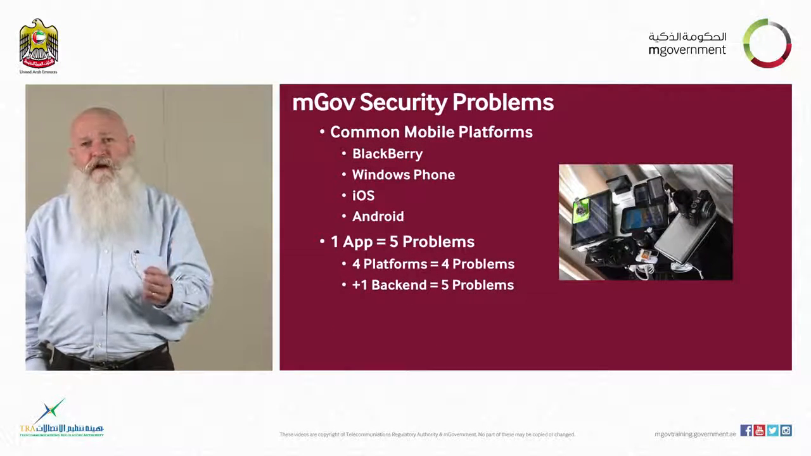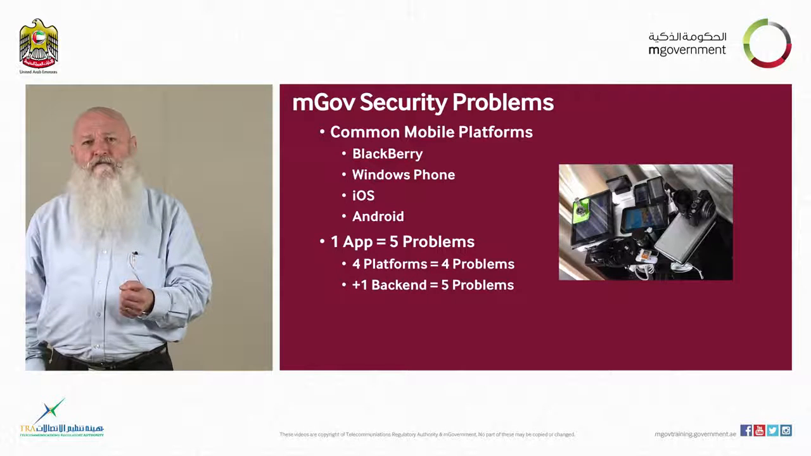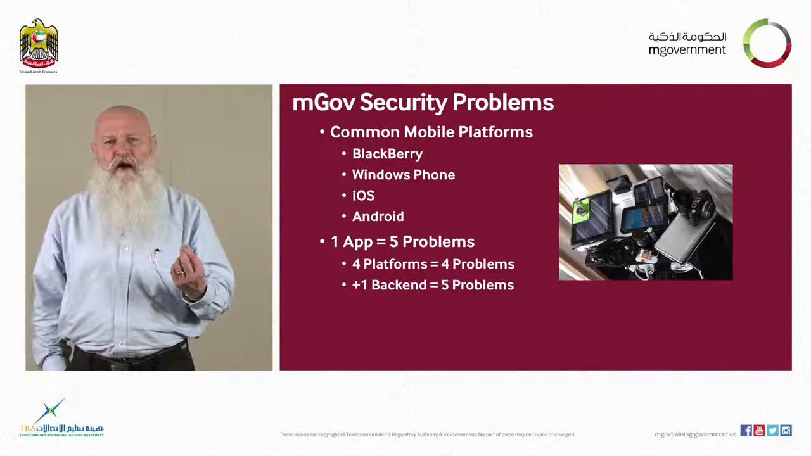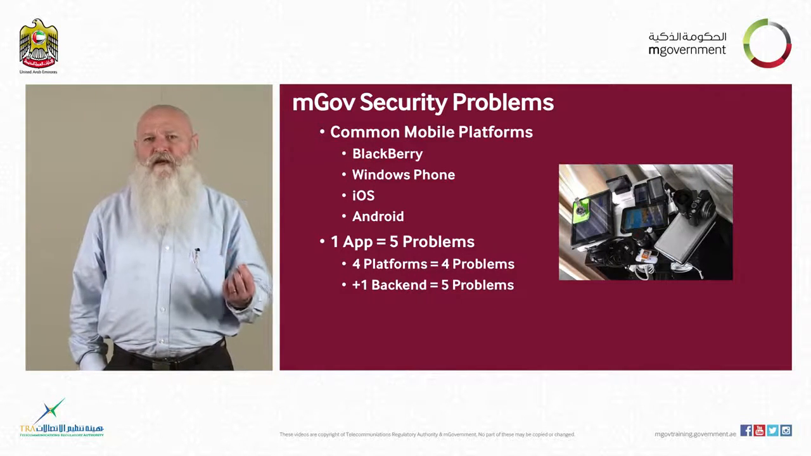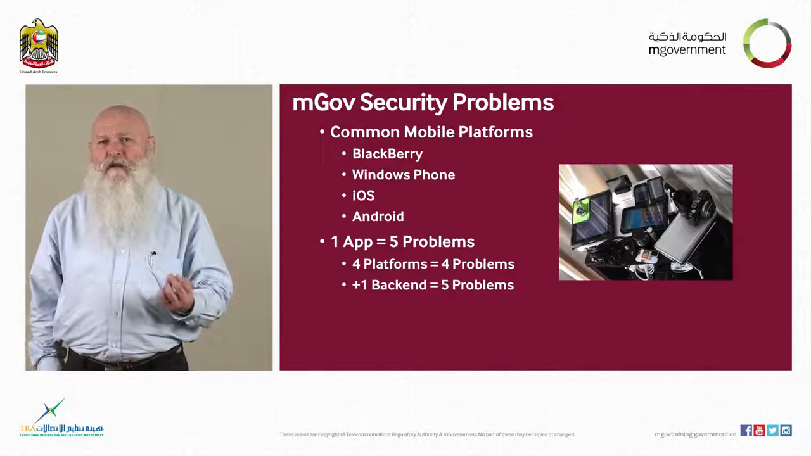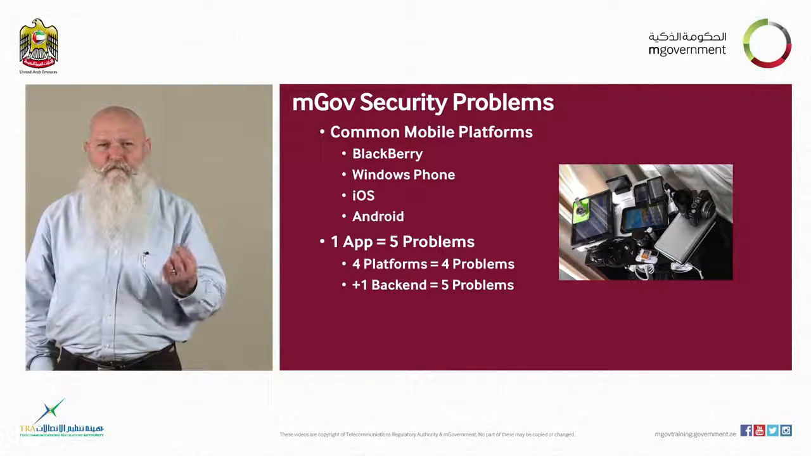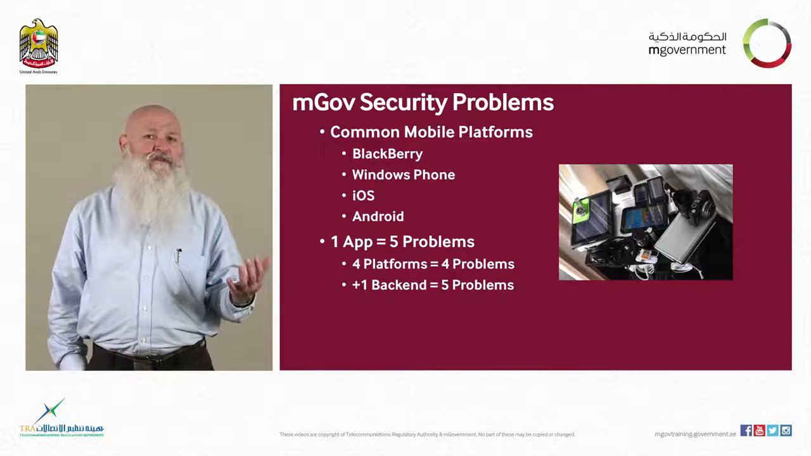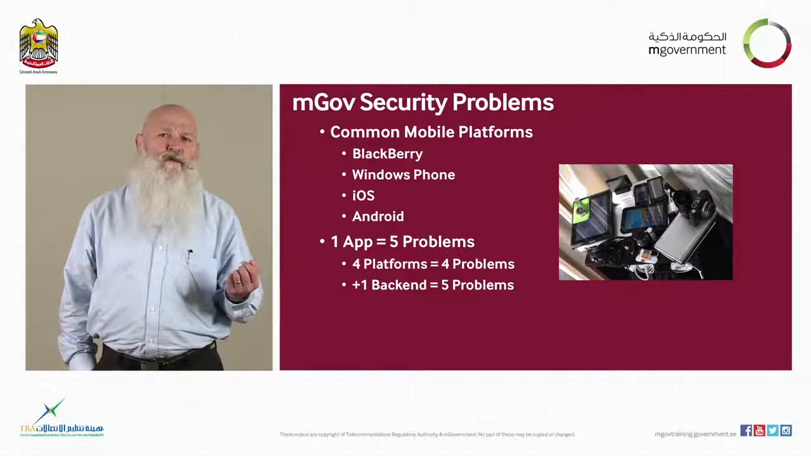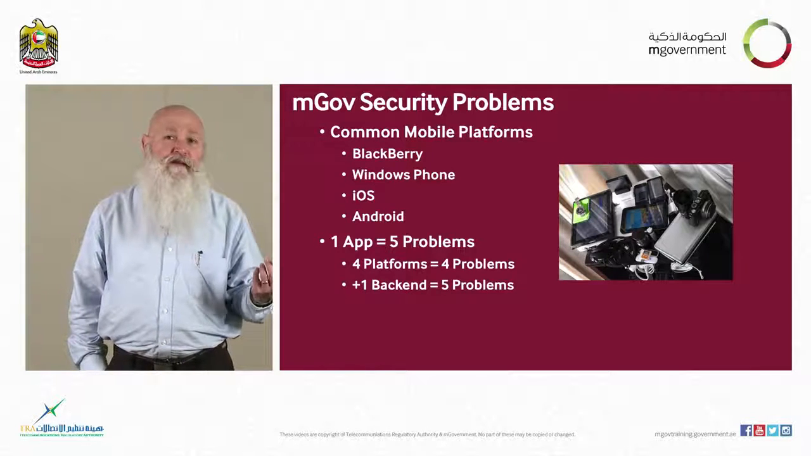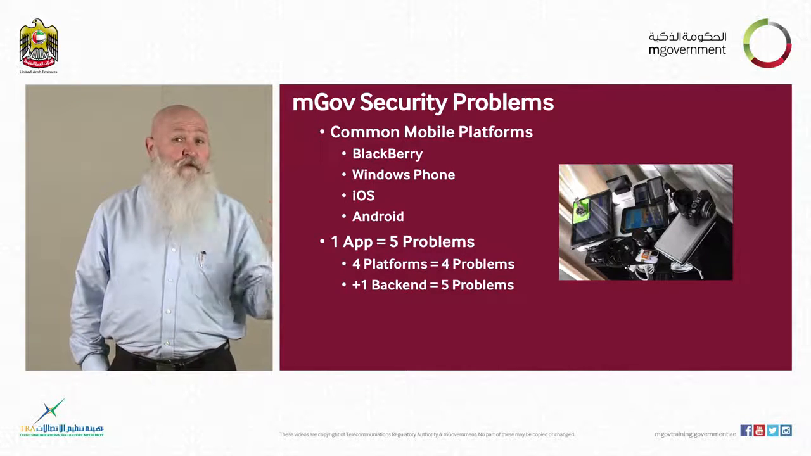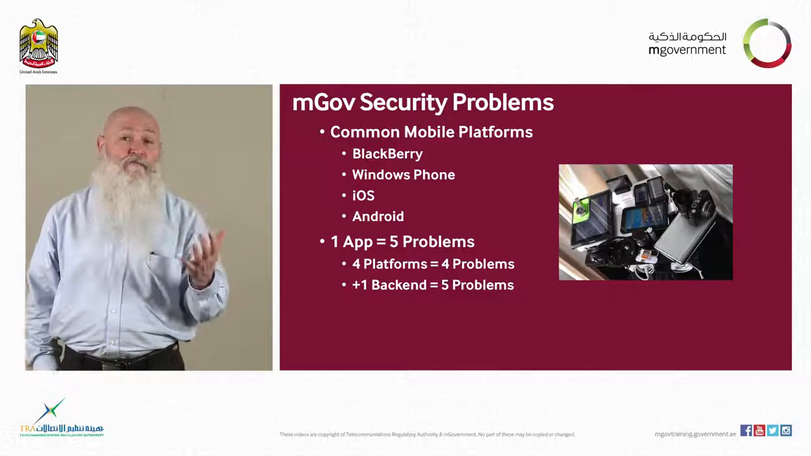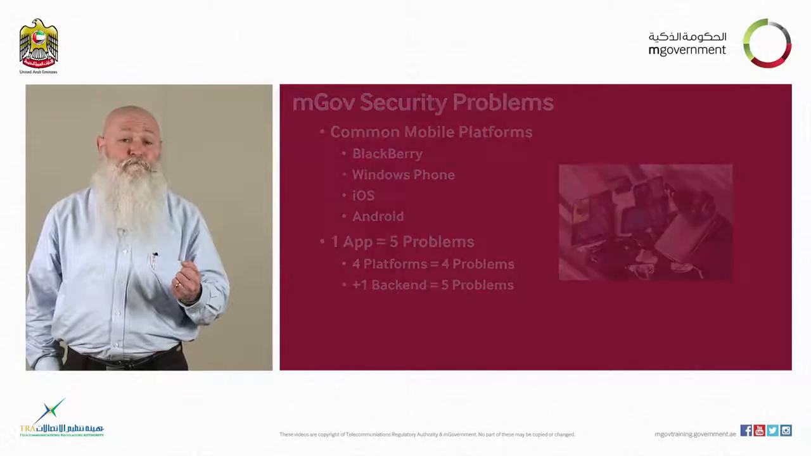So when we talk about mobile security and mobile platforms for government, we're really talking about 4 platforms: the iOS or iPhone, the Android, the BlackBerry, and the Windows Phone. But really, those 4 platforms transform into 5 areas of concern. Each of them will be talking to a back-end database in your data center. So we have 4 mobile platforms plus a platform in the data center, if you will. 5 problem areas to consider.